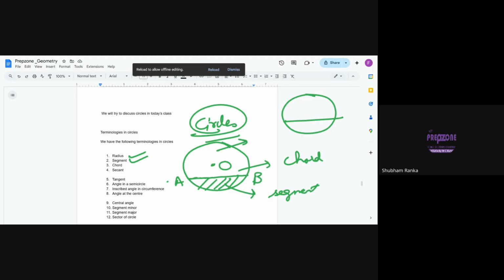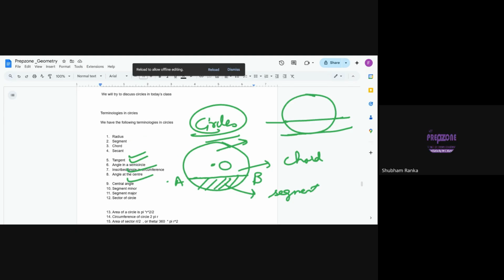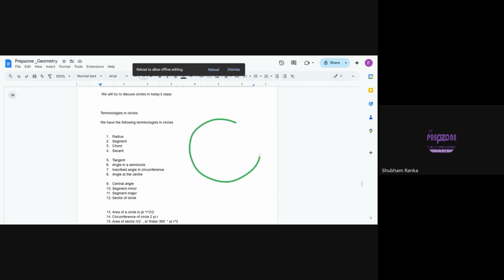Second, if I extend this chord, it will become a secant. And this is a tangent. In a tangent, if you think of any line drawn from the point of tangency, the angle is 90 degrees. Also, the radius to a chord makes 90 degrees, and it also bisects it.